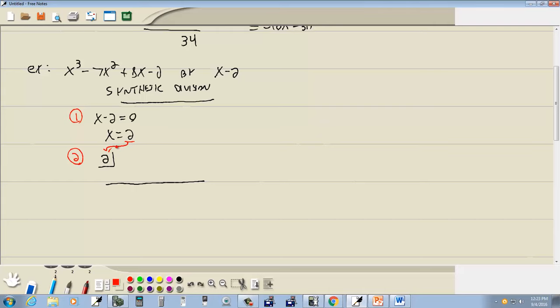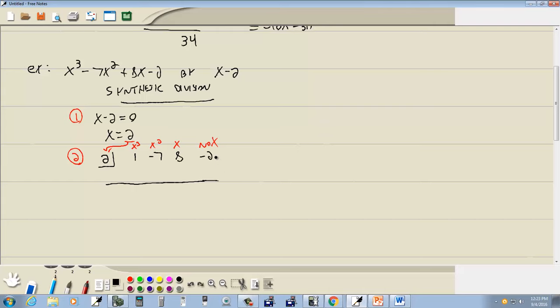Now we want to identify our largest power of x. Our largest power of x is x to the third. So real small, I'm going to write x to the third, x squared, x, and no x. Now we're going to write down the number that's in front of each one of those. The number that's in front of the x to the third is the invisible 1. The number in front of the x squared is negative 7. Number in front of our x is 8. And our no x, our constant term, is negative 2.